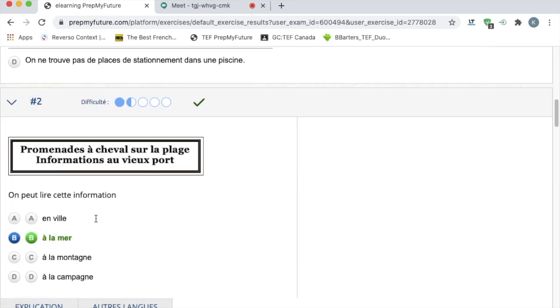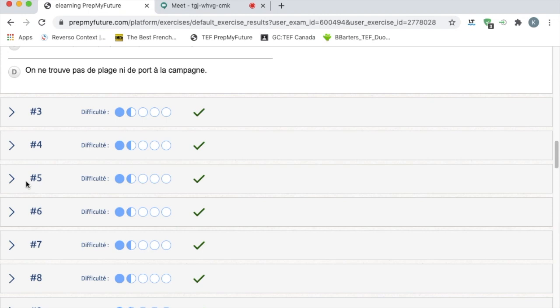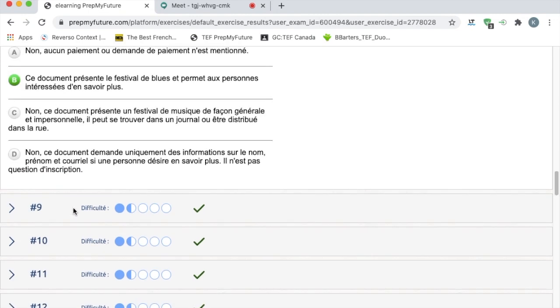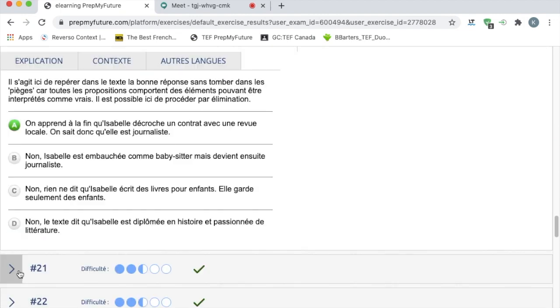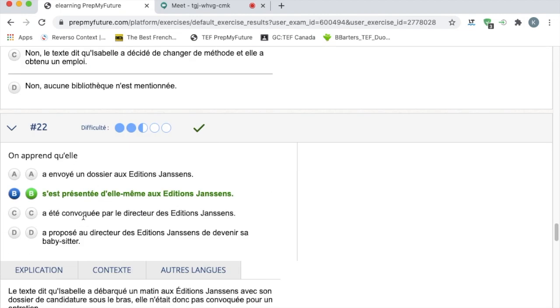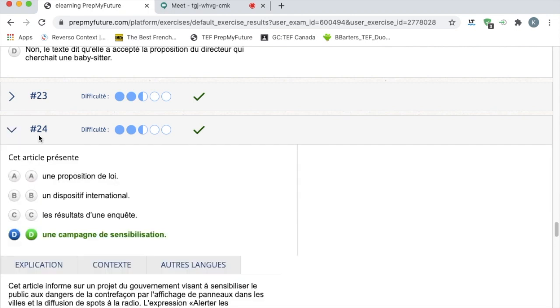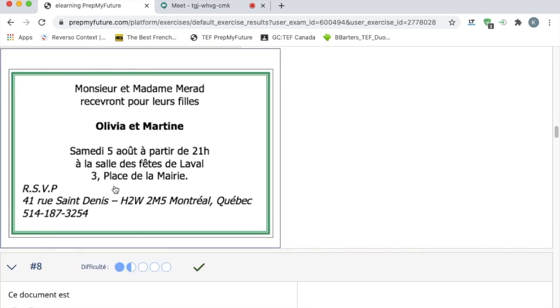So it starts with easy questions. These are considered A1 questions. And then it gets difficult. Around question number 10 or so, it starts getting a little difficult. But reading is probably the easiest part of the exam. And sometimes they will also have passages, like a letter or an invitation card, and then ask you 3-4 questions on this.